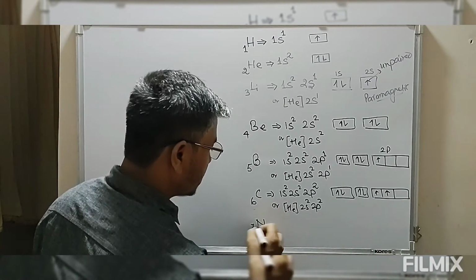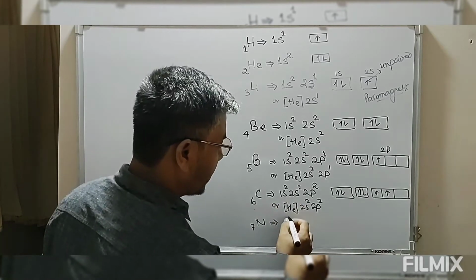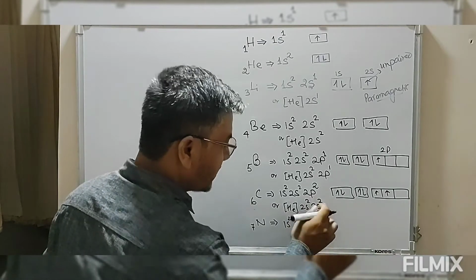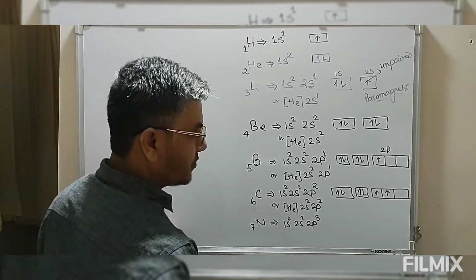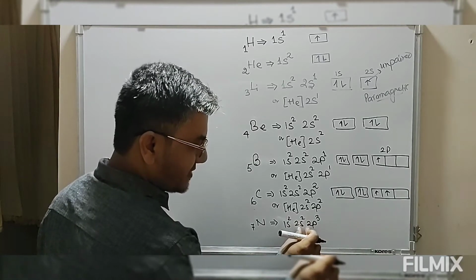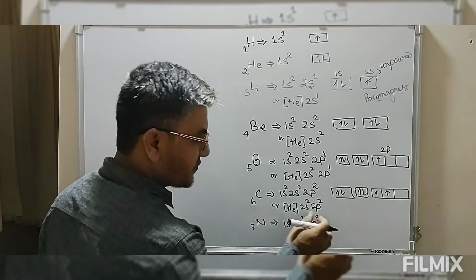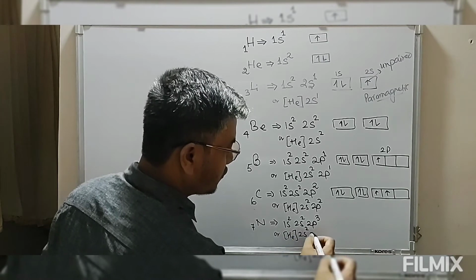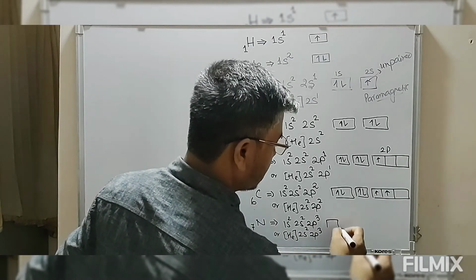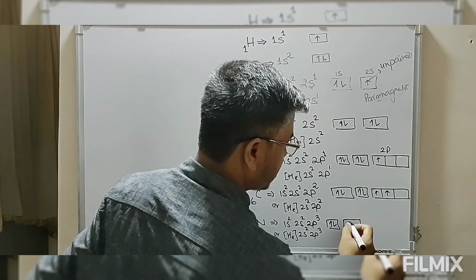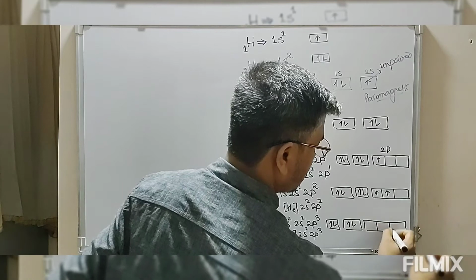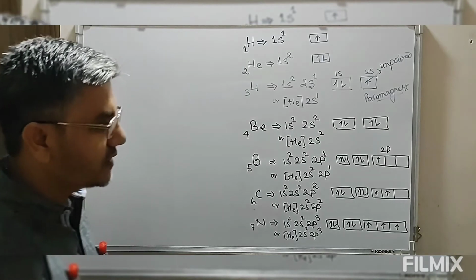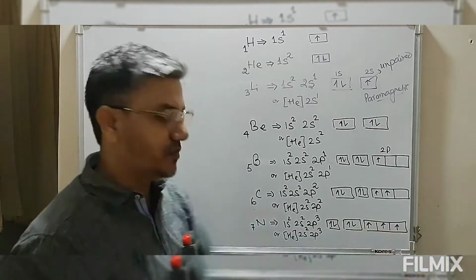Then we have nitrogen, 1s2, 2s2, 2p. The 7th electron should also be placed in 2p. Now look at this, this is the valency shell, and the number of electrons in the valency shell is 5. So we can write this as the configuration of helium followed by 2s2, 2p3. This is 1s, this is 2s, this is 2p. So 1, 1, 1. Each orbital of the same energy level is singly occupied, following Hund's rule of maximum multiplicity.